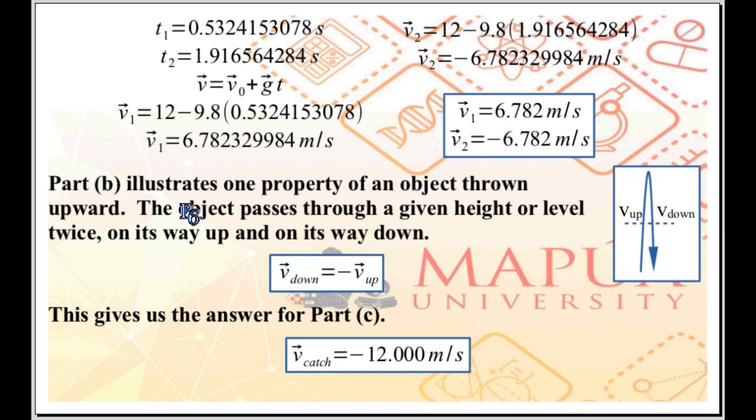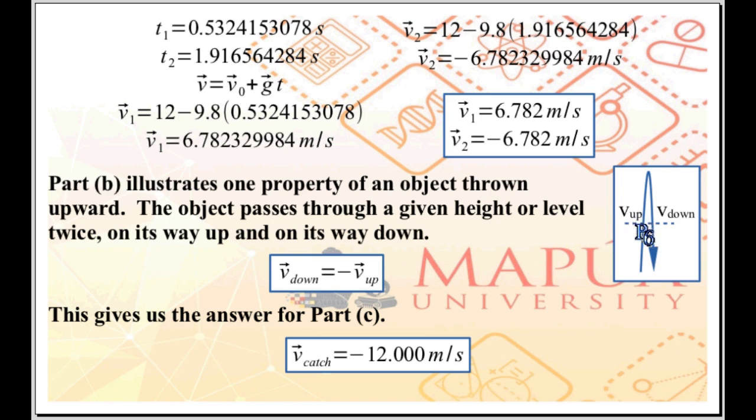This illustrates one property of an object that has been thrown upward. The object passes through a given height twice, on its way up and on its way down.